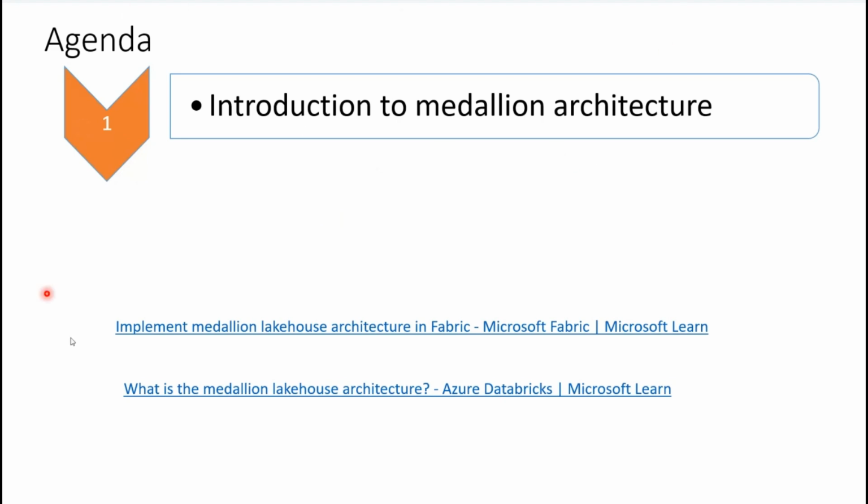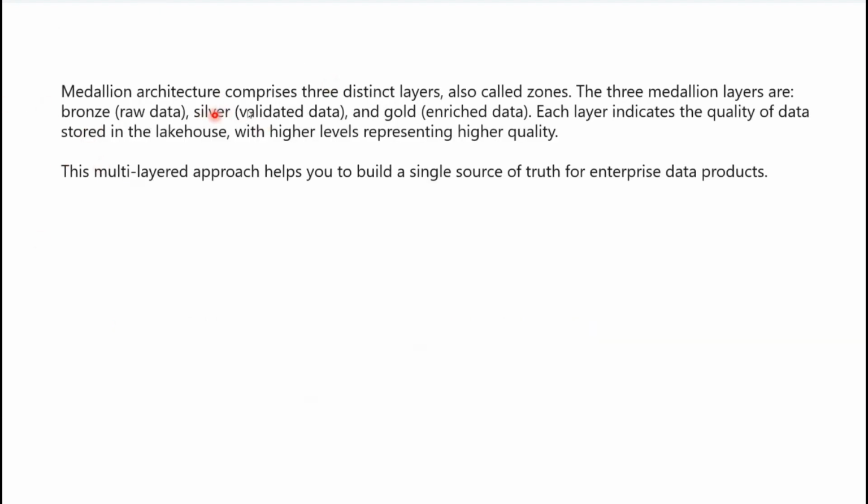If you want to know more about this medallion architecture, you can go through these 2 links and you will get some more knowledge. Now, the medallion architecture, if you see, has 3 distinct layers. Those are also called zones, like raw zone, silver zone, or gold zone. Nothing but raw is the bronze layer here.